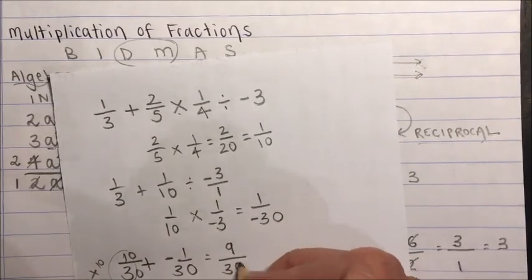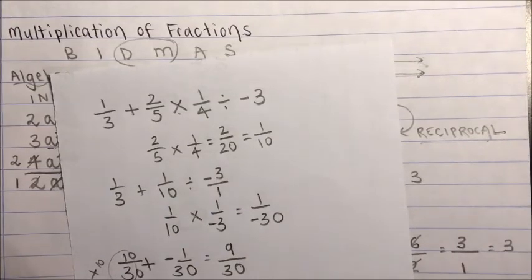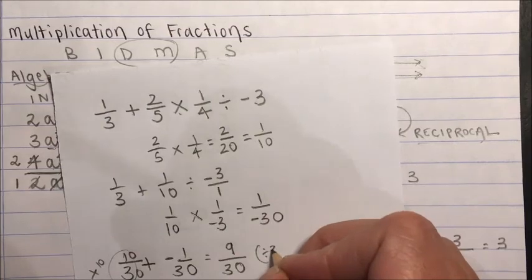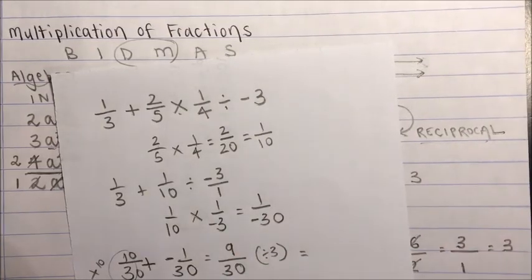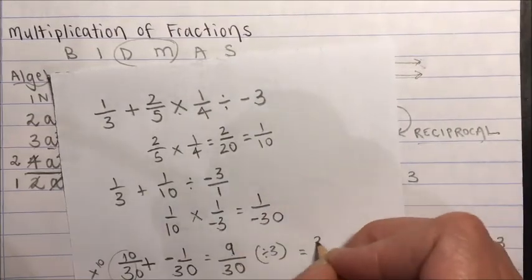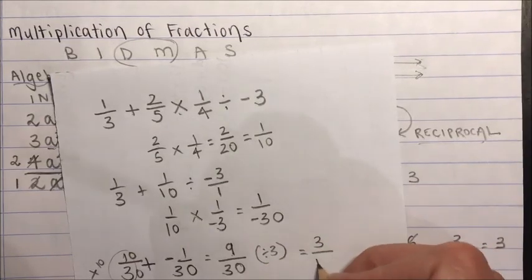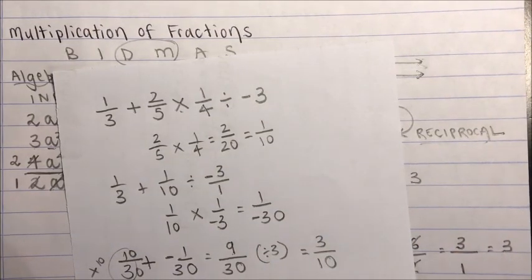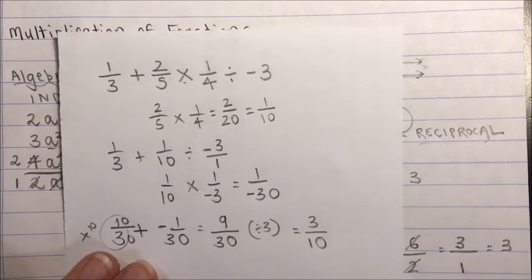It's 9/30ths. 9/30ths, they've got a common factor of 3, so I can simplify that. 3 goes into 9 3 times, 3 goes into 30 10 times. So my answer is 3/10. Excellent. I hope that's helpful.